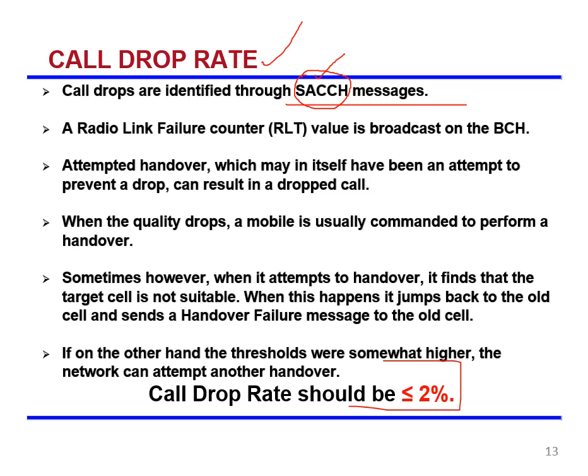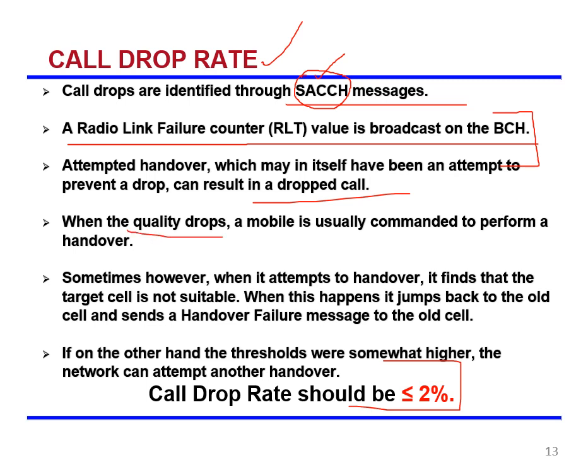Another counter is the radio link failure counter, which is broadcast on the BCCH, the broadcast control channel, and also determines the call drop rate. If there are handover issues, that also will result in a dropped call. Handover means whenever a subscriber is moving from one base station to another and the call transfer is not seamless, calls are interrupted when moving from one cell to another. If it does not go well, it will be a failed handover and also results in call drop. Even when the quality drops, the call also drops.